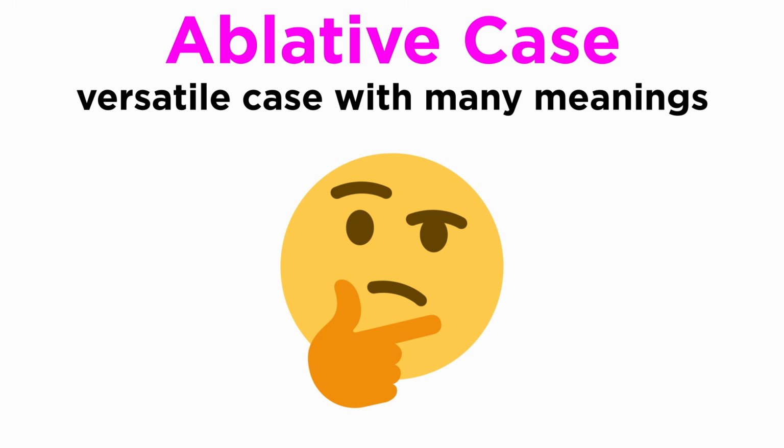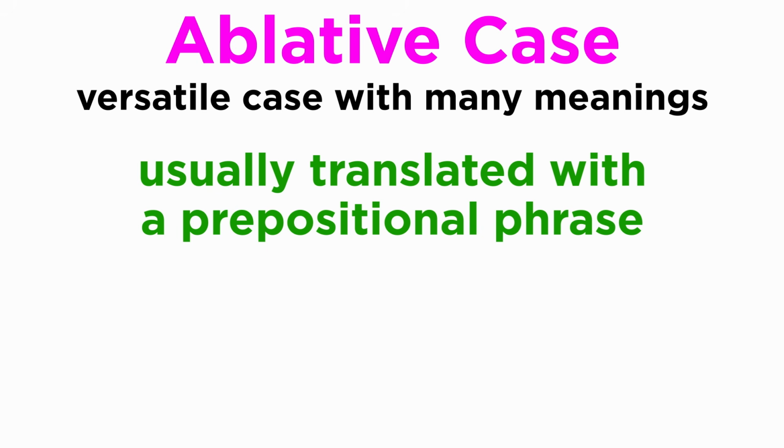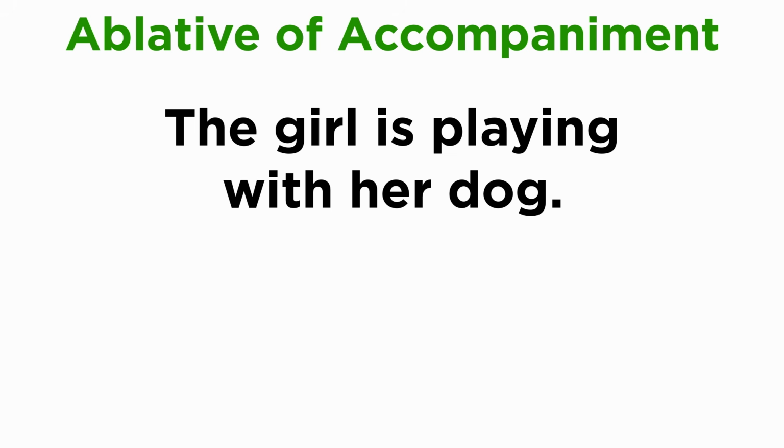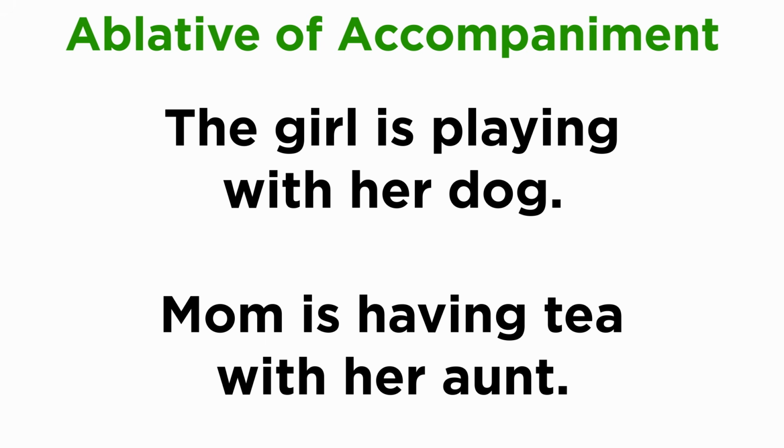As we discussed in the previous tutorial, the ablative is a versatile case which can take many different meanings, usually translated into English with a prepositional phrase. In this tutorial, we will talk about the ablative of accompaniment, which is used in order to identify the person or people together with whom something is taking place. In English, we might say, "The girl is playing with her dog," or "Mom is having tea with her aunt."